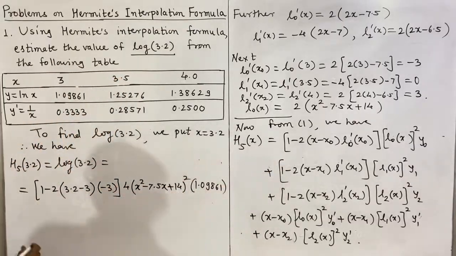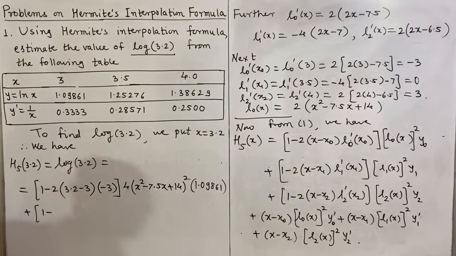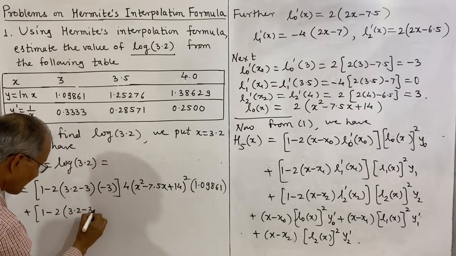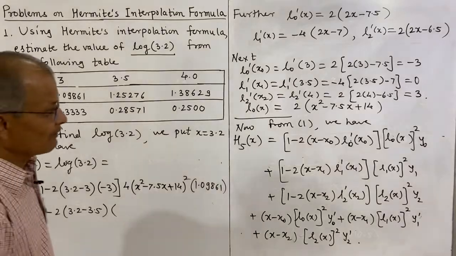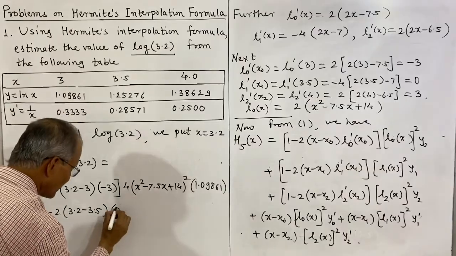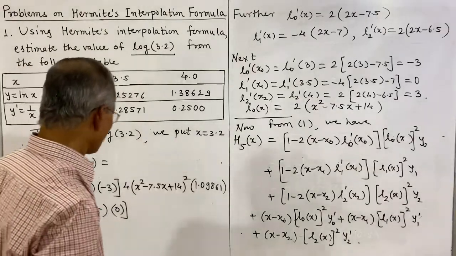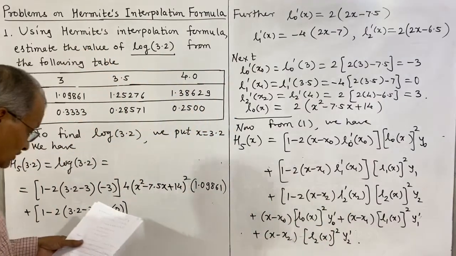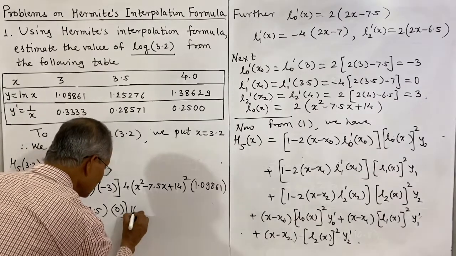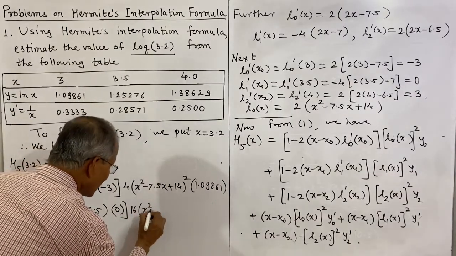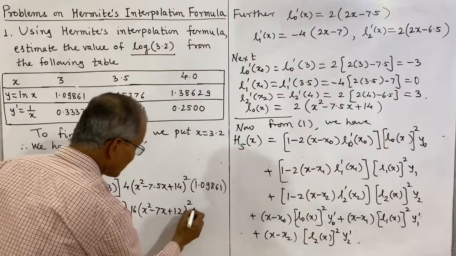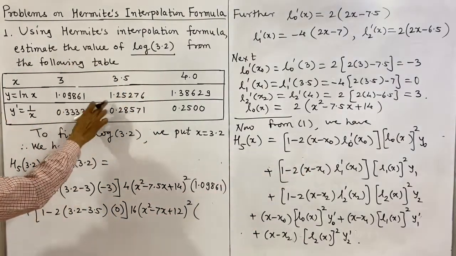Now the second, that is plus 1 minus 2 times (x minus x1), where x is 3.2 and x1 is 3.5, multiplied by L1 dash at x1, and L1 dash at x1 is 0, so that is 0, the bracket is completed. And then L2(x) square, that is L2(x) is 4 into (x square minus 7x plus 12), 4 square is 16, (x square minus 7x plus 12) whole square, and then the next term is y1.